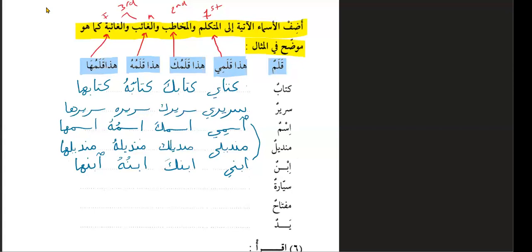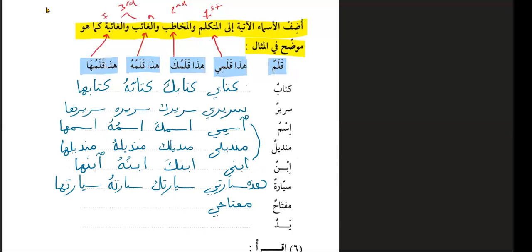سيارة. Anybody else wants to do سيارة that hasn't read? No? We've got Ismail. هذه السيارة. هذه. نعم. So remember it's feminine, so we say هذه. سيارتي. هذه سيارتك. هذه سيارته. هذه سيارتها. جيد. لجين مفتاح.